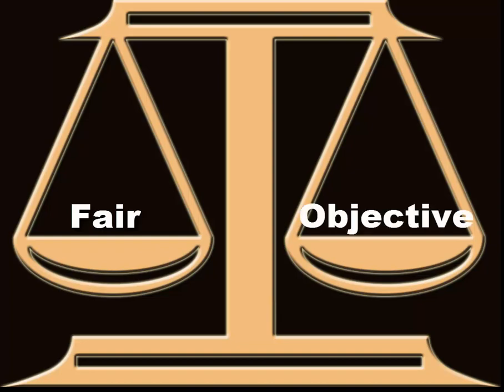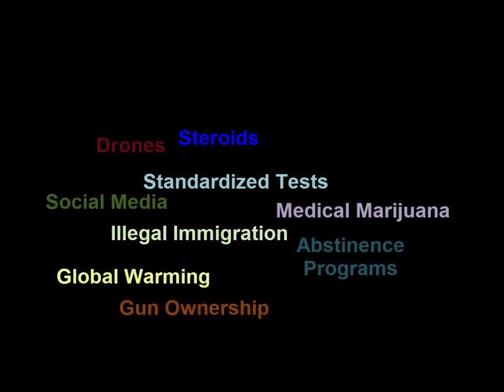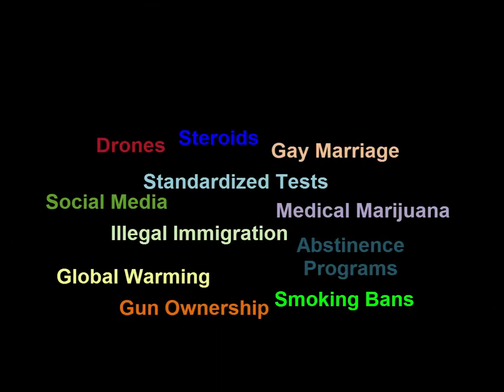Be sure that the research information that you select is fair and objective. This is especially important when researching a controversial topic. If the topic is controversial with different points of view, search for resources that will provide a balance of sides or arguments on the topic.